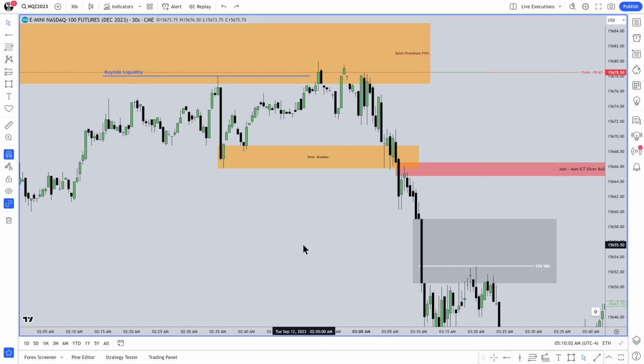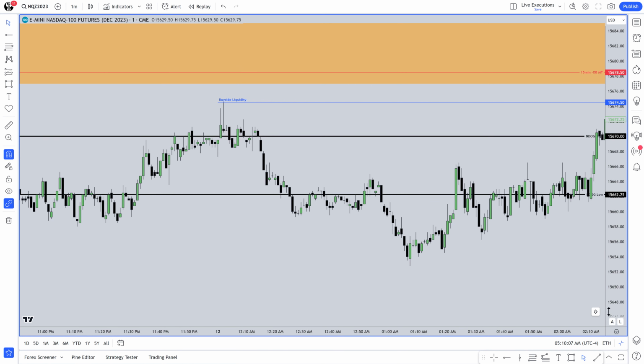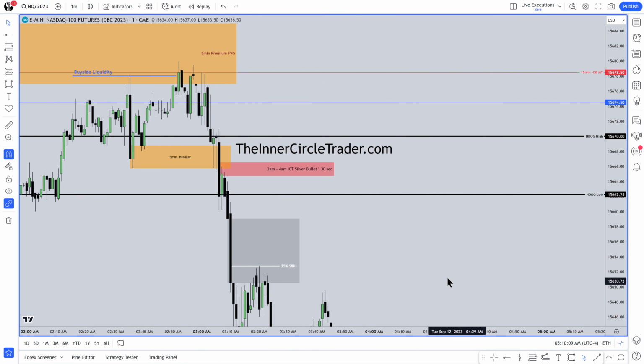carnival-like exercises in your trading. Let's go up to a 1 minute chart and wrap this one up because it's a little bit longer than I wanted it to be.